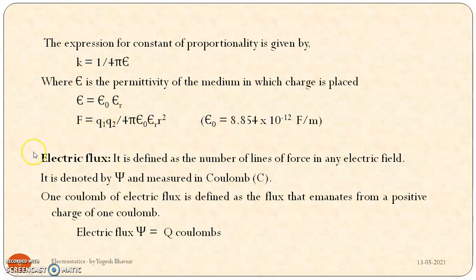The next term is the electric flux, like we have defined magnetic flux. Electric flux is defined as the total number of lines of force in any electric field. It is denoted by psi and measured in coulomb. One coulomb of electric flux is defined as the flux that emanates from a positive charge of 1 coulomb. So we can write electric flux psi is equal to q coulombs. So these are equal.